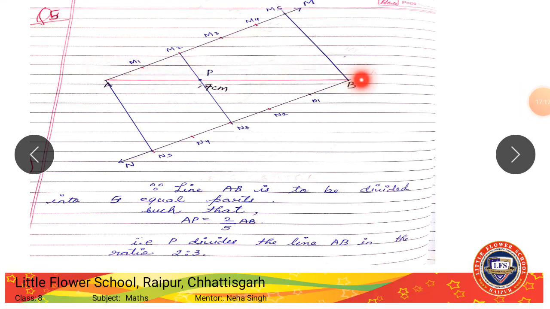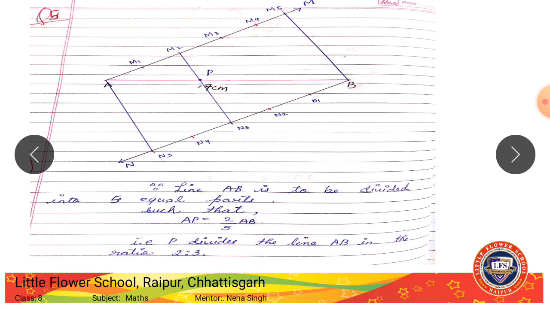First we will draw AB of 7 centimeter. Then again the steps will be the same. We will draw acute angles. Then we mark the points M1, M2, M3, M4, M5, and here N1 to N5. Now we need to find the point P, right?